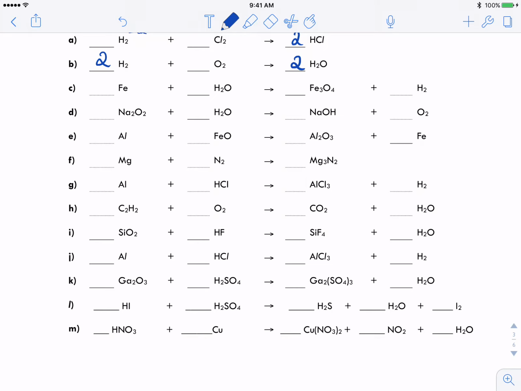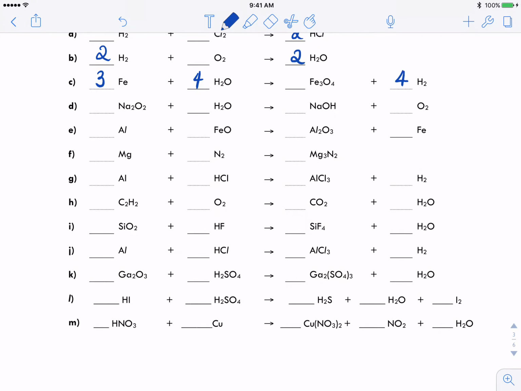1c, Fe plus water gives Fe3O4 plus H2. Now, this may be a bit strange to you, but let's just balance based on the number of oxygen and iron atoms. First, let's try balancing the iron. I have 3 on the right hand side, only 1 on the left hand side. So times 3. Then for oxygen, there's 4 on the right hand side, only 1 on the left side. So let's times 4. Then I'm left with 8 hydrogen on the left hand side, but only 2 on the right hand side. So I times 4.